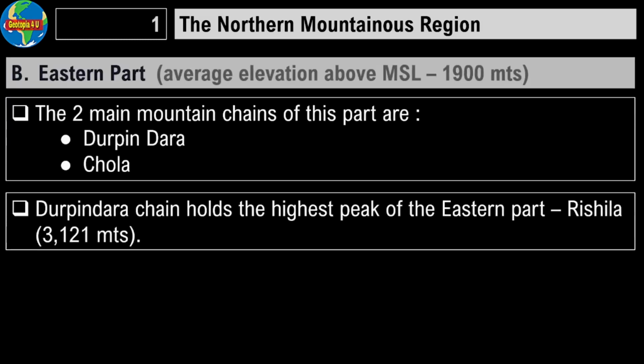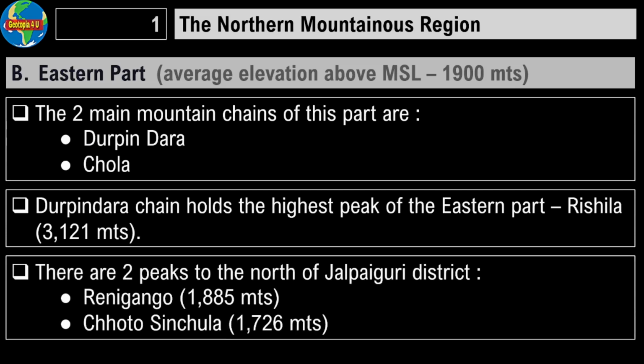Number B, eastern part. Its average elevation above mean sea level is 1,900 meters. The two main mountain chains of this part are Durpindara and Chola. Durpindara chain holds the highest peak of the eastern part, Rishila. There are two peaks to the north of Jalpaiguri district, Renigango and Choto Shinchula.